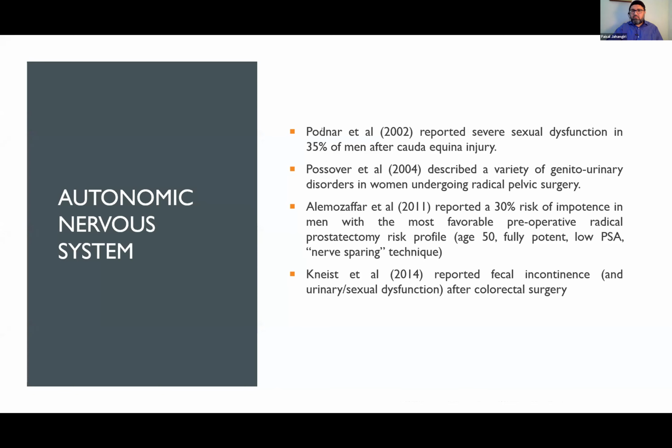In other studies by Portner et al., severe sexual dysfunction was reported in 35% of males after cauda equina injury. So monitoring these patients can help.